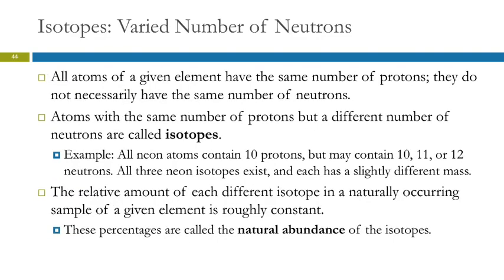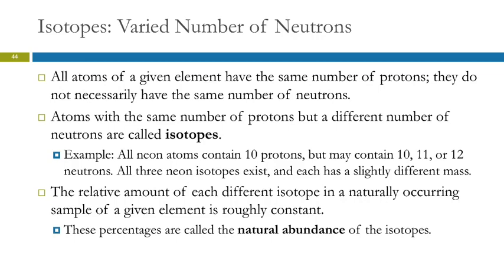So all atoms of a given element have the same number of protons, the atomic number. They do not necessarily have the same number of neutrons. The neutrons contribute mass to the atom, but they do not affect the charge. So if we've got different atoms that have the same number of protons, they belong to the same element, but if they have different neutrons from each other, they're called isotopes. Iso is a prefix meaning the same. So these are part of the same element, but they're a little different, right?